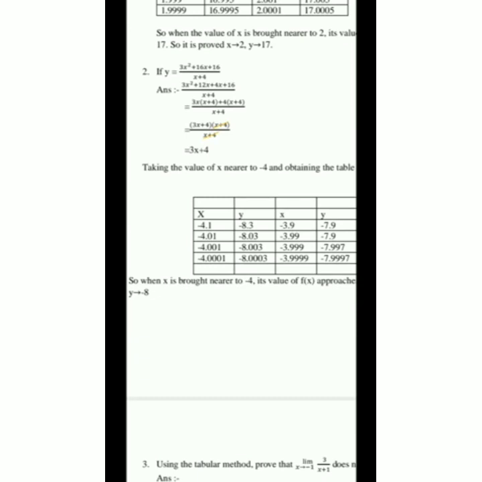Now here, starting with the solution, y is equal to 3x square plus 16x plus 16 upon x plus 4. On the numerator, when we factorize it, we get 3x square plus 12x plus 4x plus 16. Taking out the common factor x plus 4, we get 3x into x plus 4 plus 4 into x plus 4. Finally, 3x plus 4 into x plus 4 are the factors that we get, and the denominator is x plus 4. The similar factor gets eliminated from the numerator and denominator, so what remains is 3x plus 4.